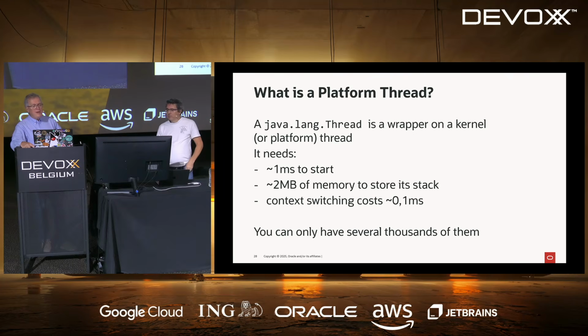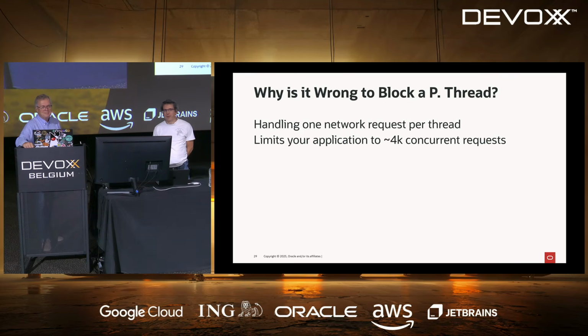So it means that you can only have several thousands of them. The number of platform threads that you can have on a regular machine is in the order of several thousand due to all these limitations. And by the way, we did this demo a few years ago, and there was a hard limit on your Mac at the time, which was 4,000 platform threads. Basically, the hard limit is the memory you have, and memory is not that cheap on Apple.